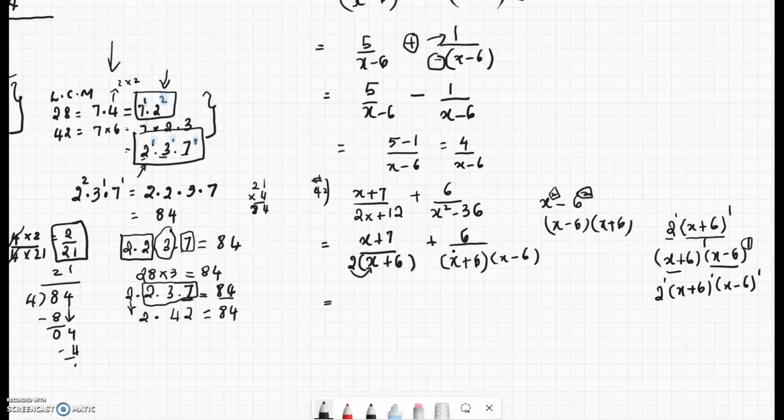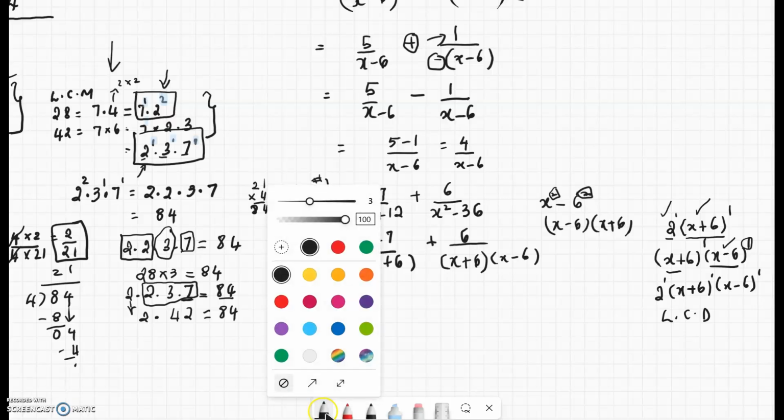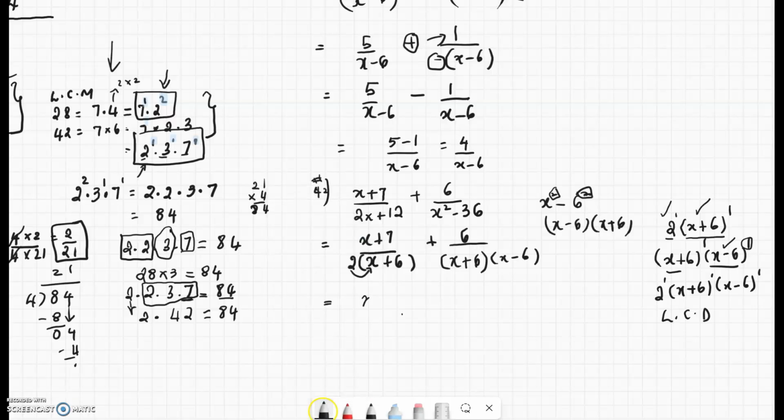So you're looking at the largest exponent for each factor. So we've covered all the factors. We have a 2, we have an x plus 6, and we have an x minus 6. So the LCD, the least common denominator, is 2 times x plus 6 times x minus 6. So now, the first rational expression is x plus 7 over 2 times x plus 6. Now you have to make this 2 times x plus 6 times x minus 6. So we multiply and divide by x minus 6.